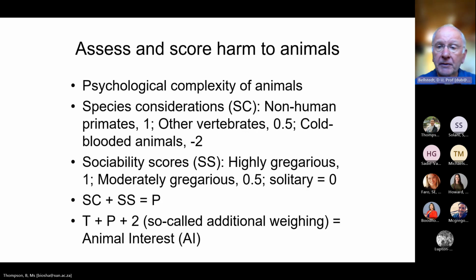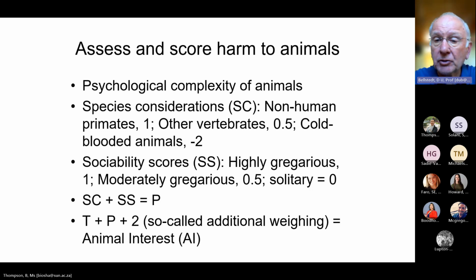We also do a number of other considerations, the psychological complexity of animals. Humans, we always view humans to be the most important, and we say that we can perceive all sorts of psychological things around us and so on. And relative to us, we have this psychological complexity assessment. And these are then species considerations. So non-human primates have a 1, other vertebrates have a 0.5, and cold-blooded animals have a -0.2. This has undergone quite critical evaluation in recent years, in that we now consider animals such as octopus to be highly sentient. Yes, they are cold-blooded, but they are certainly capable of assessing and sensing all sorts of things. So this is not something that stands still.